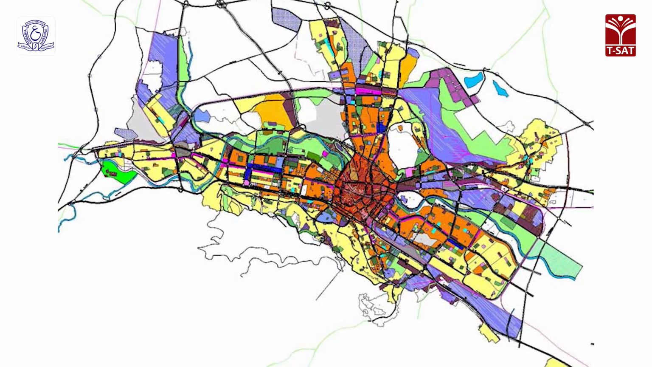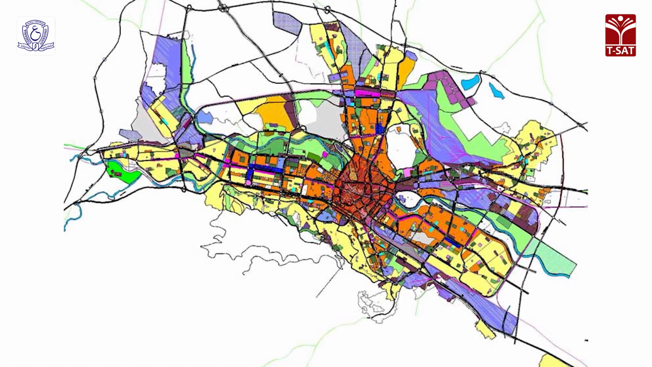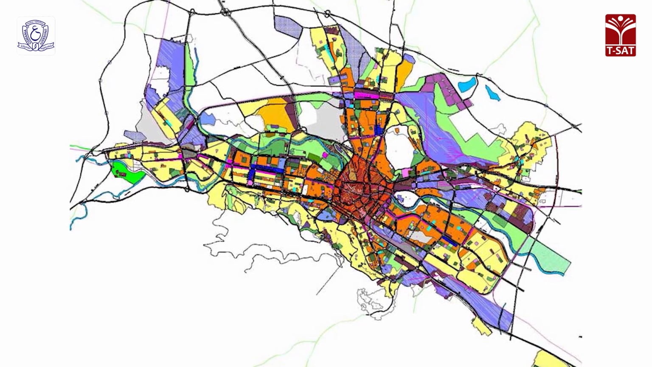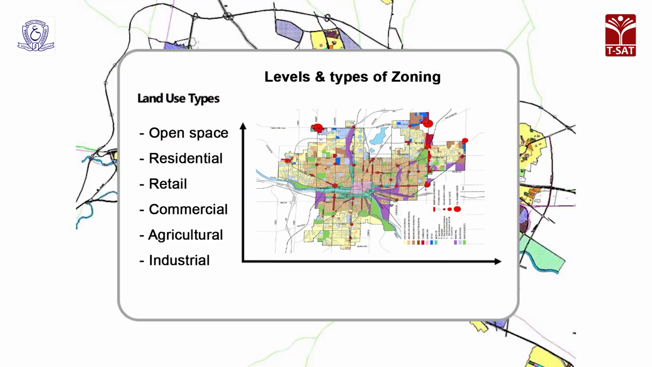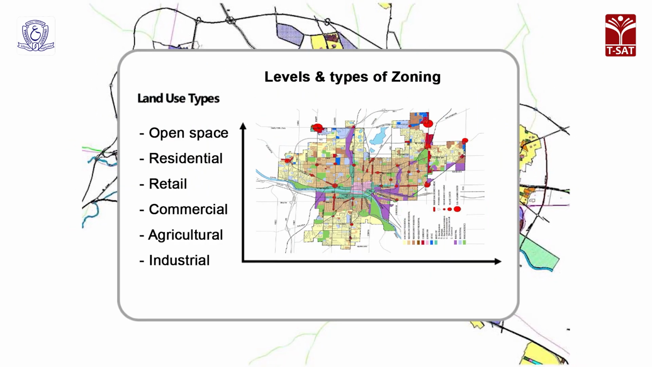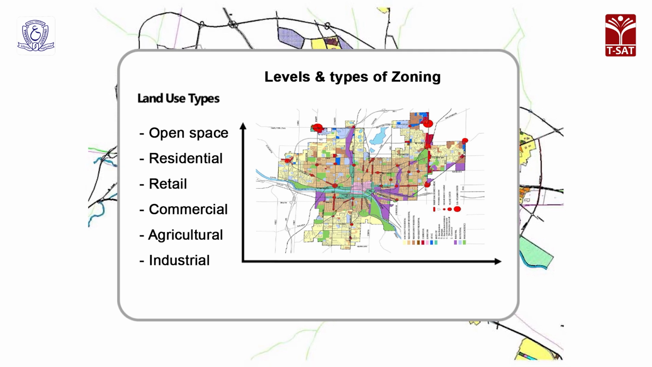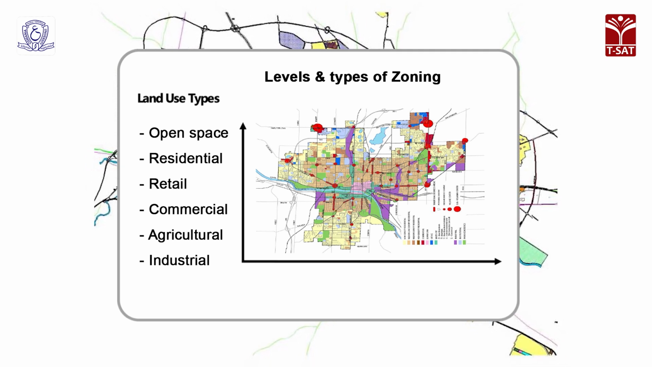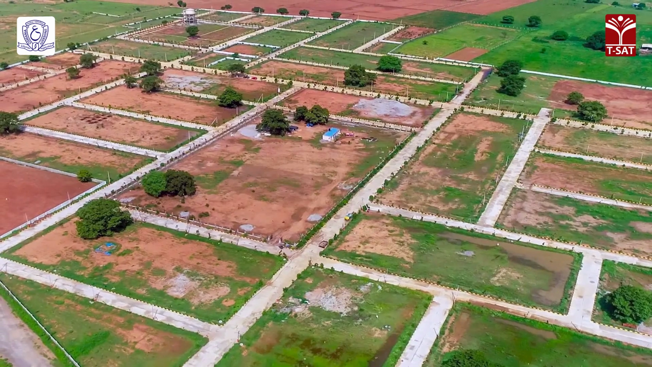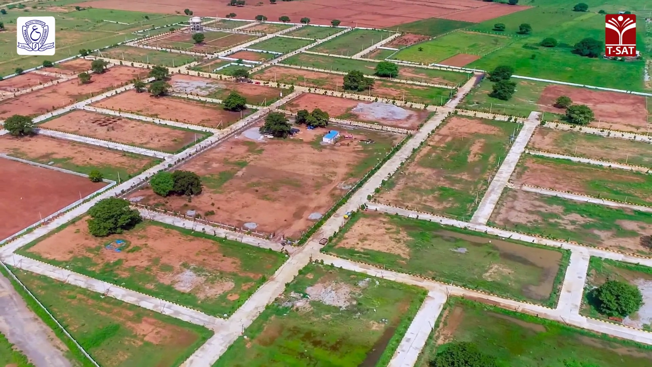Zoning is done at different levels and is of different types. For instance, open space, residential, retail, commercial, agricultural and industrial. Zoning is a planning control tool for regulating the built environment and creating functional real estate markets.